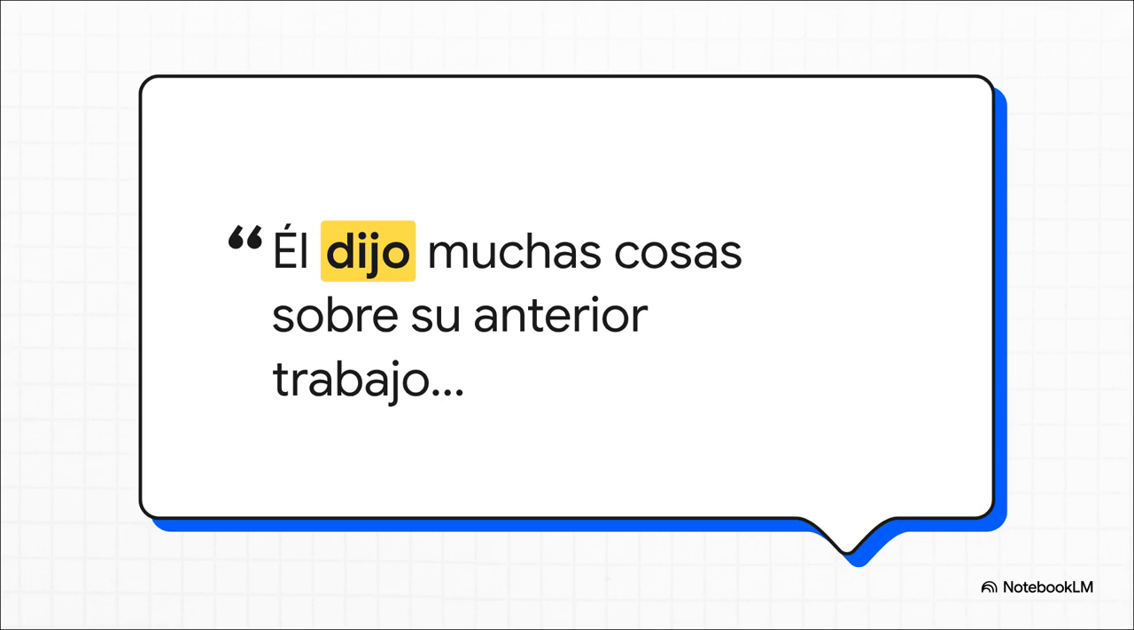Let's anchor this with another quick line from our source. Antonio was at a job interview, and the text says, "Él dijo muchas cosas sobre su anterior trabajo," meaning he said many things about his previous job. And boom, there's our J stem in the third person singular, dijo.